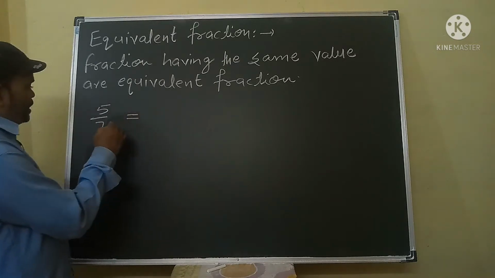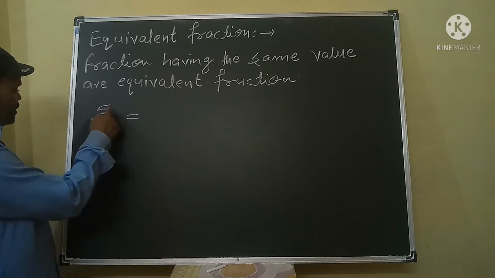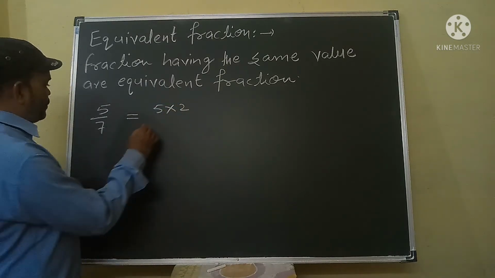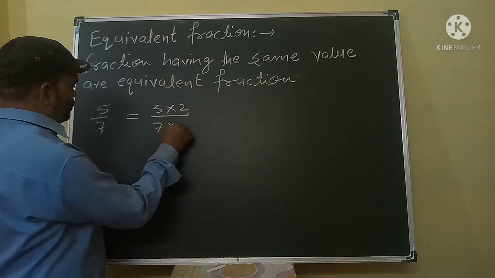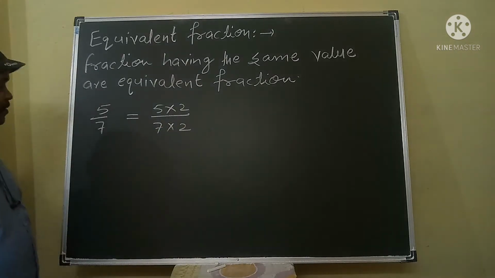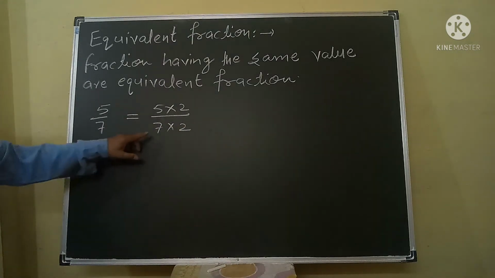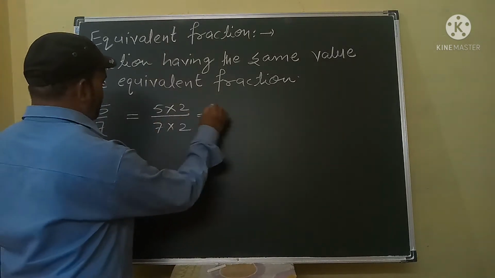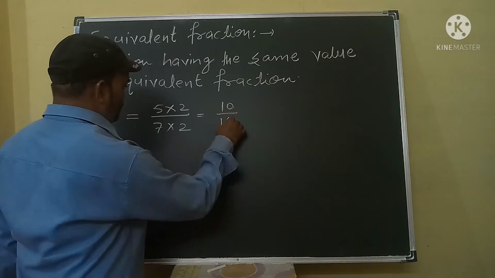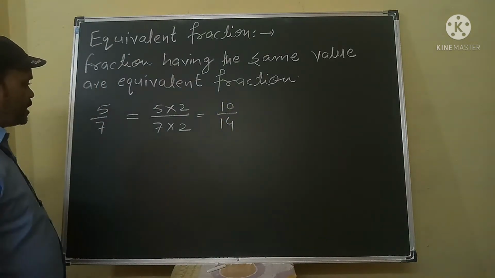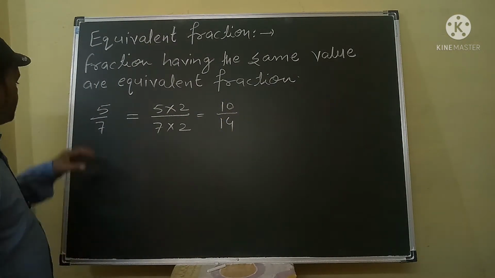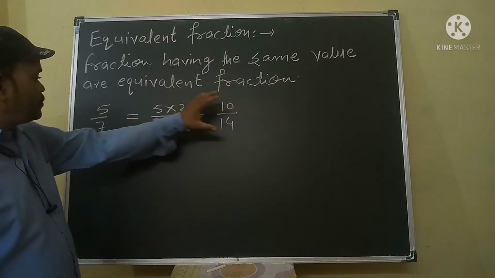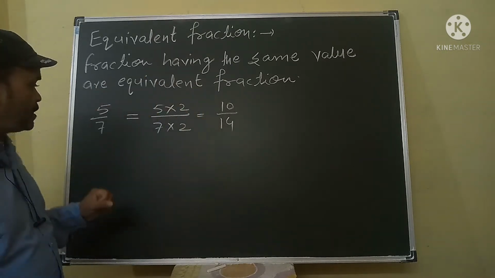So multiplied by 2 in numerator and denominator. 2 multiplied by 5 and 2 multiplied by 7. As you are looking, 5 to the 10, 7 to the 14. Okay. That means 5 upon 7 and 10 upon 14. These two fractions are equivalent fractions.